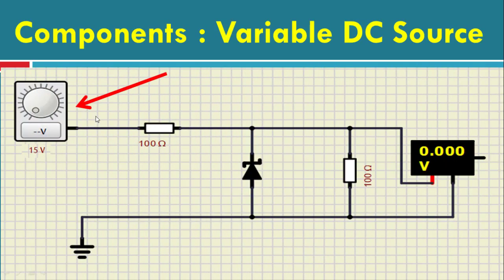The first component, as we can see, is a variable DC source. This is a DC power supply. When we move this wiper, the maximum voltage is 15 volts, so it starts from 0 to 15. As we move this wiper, the voltage changes from 0 to 15.